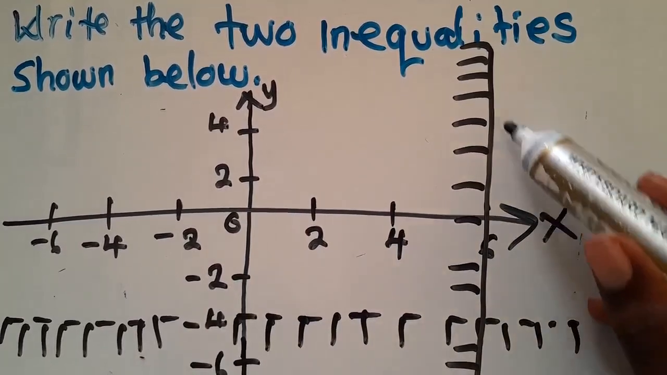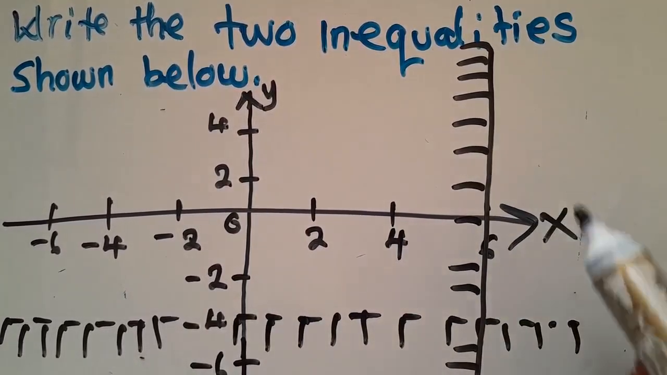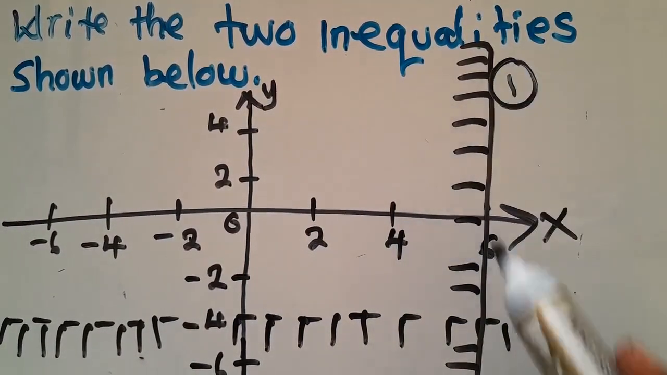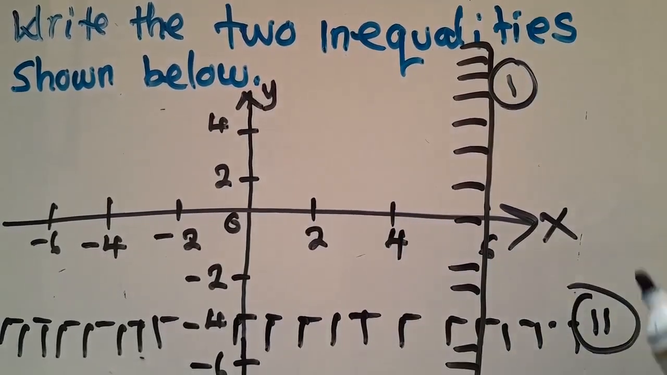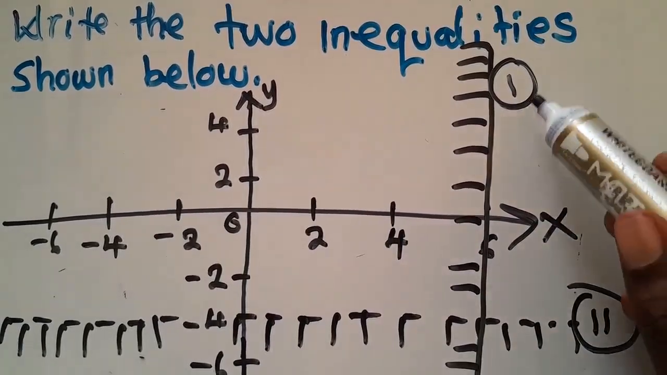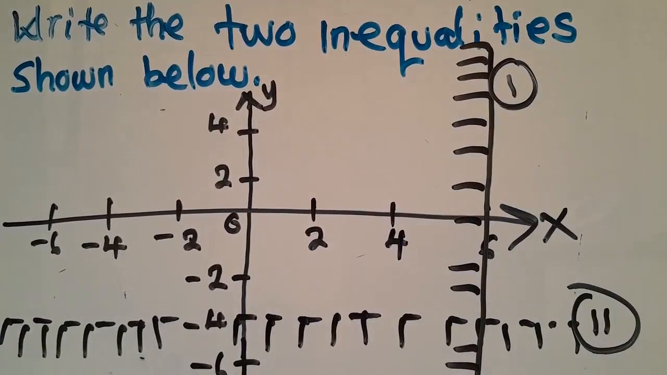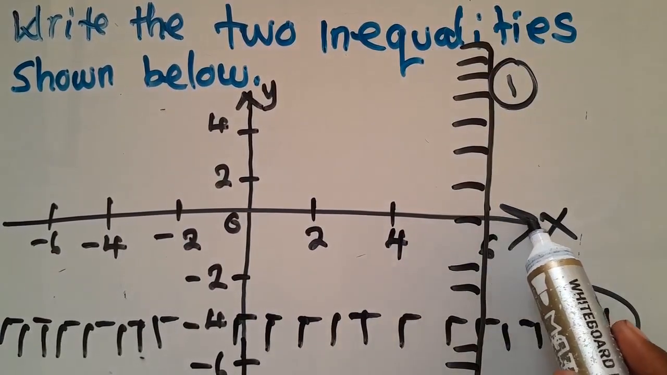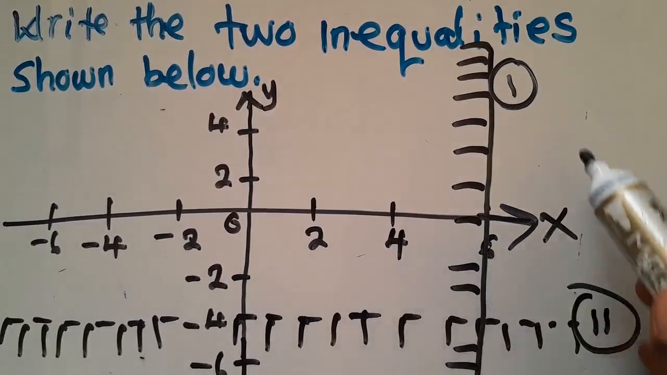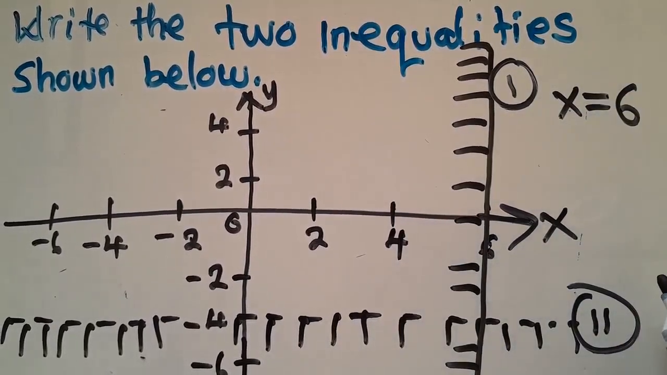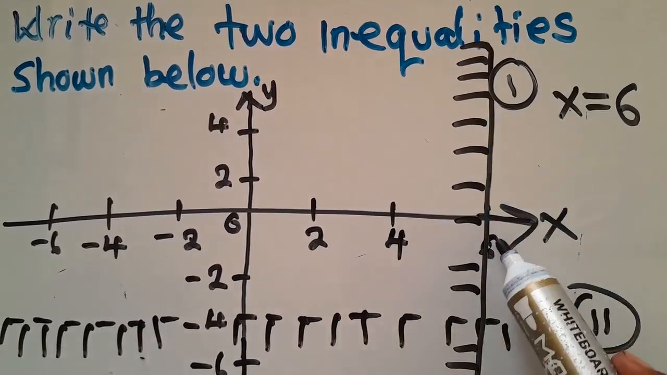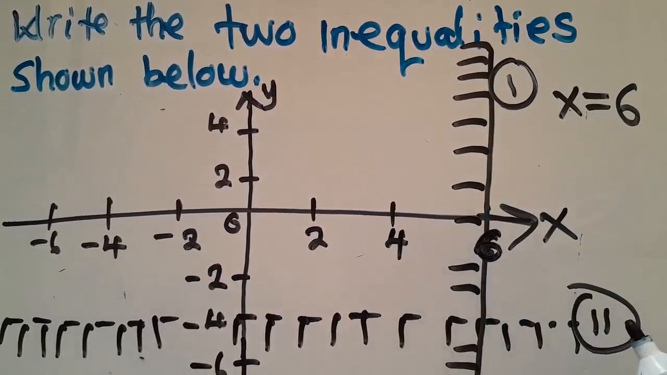I'll start with this one. You can name them the way you want. So I'll say this is 1, and this one here will be my 2. So this is my inequality 1. Where is it cutting? It is cutting the x-axis at x is equal to 6. So just say x is equal to 6. This is where it is passing.